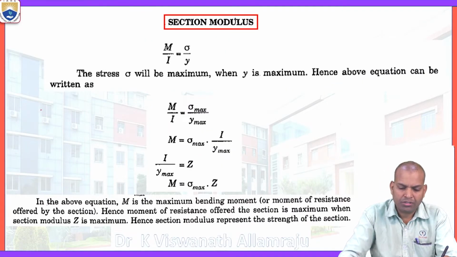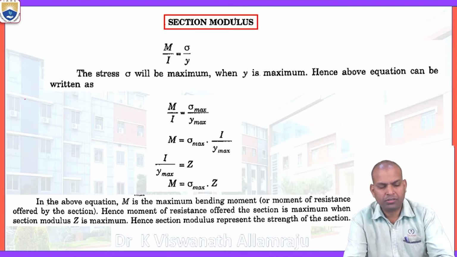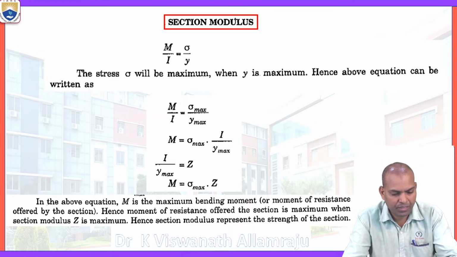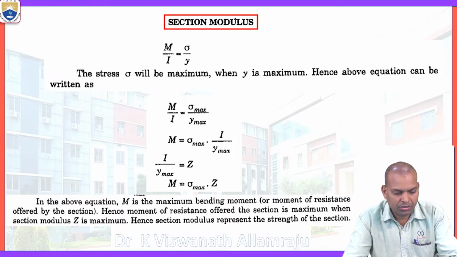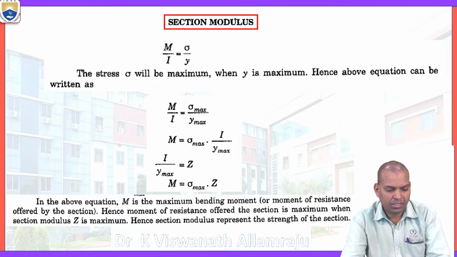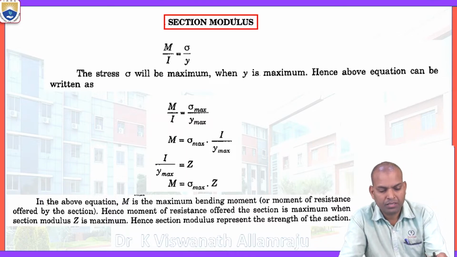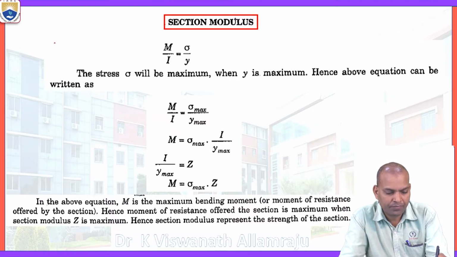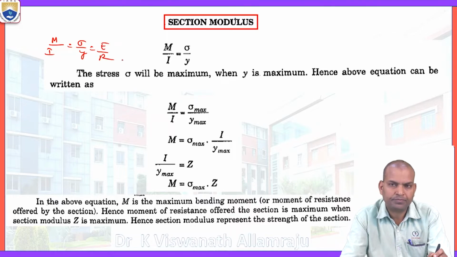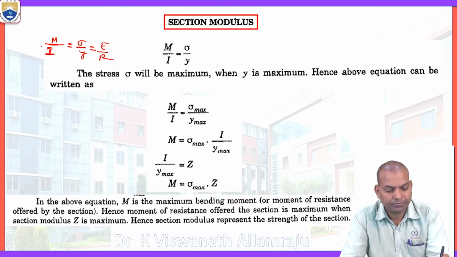What is section modulus and what is the significance of section modulus? Section modulus can be derived from the simple bending equation. The bending equation is M by I equal to sigma by y equal to E by R. This is the simple bending equation, where M is the bending moment.